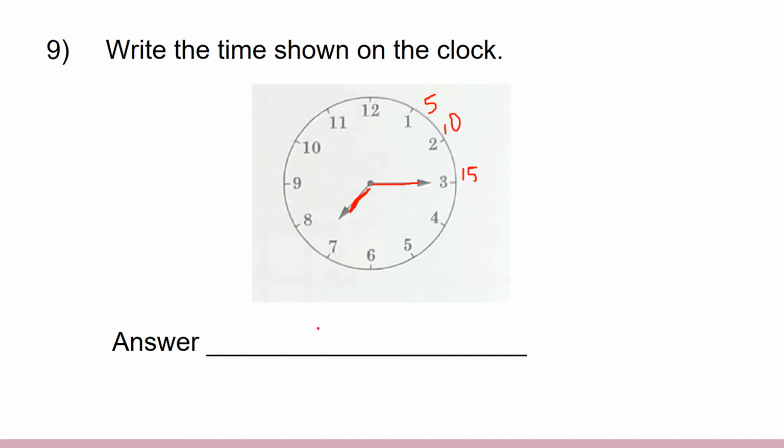How do we write it? Write our colon. Minutes past comes on the right side. So 15 minutes past what hour? 7. So the time shown on the clock is 7:15.